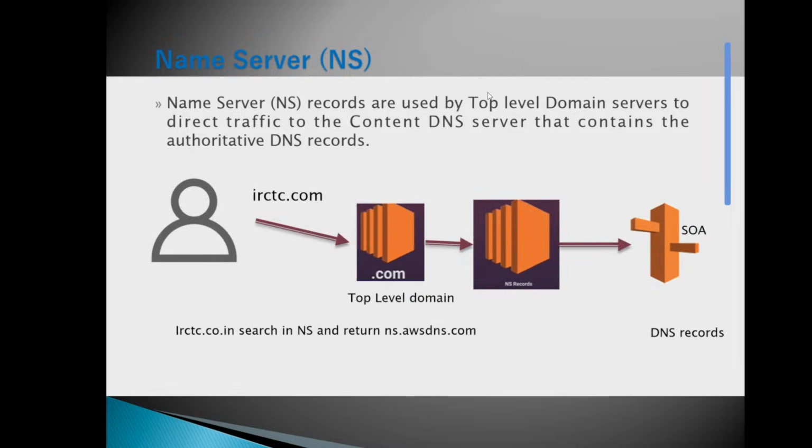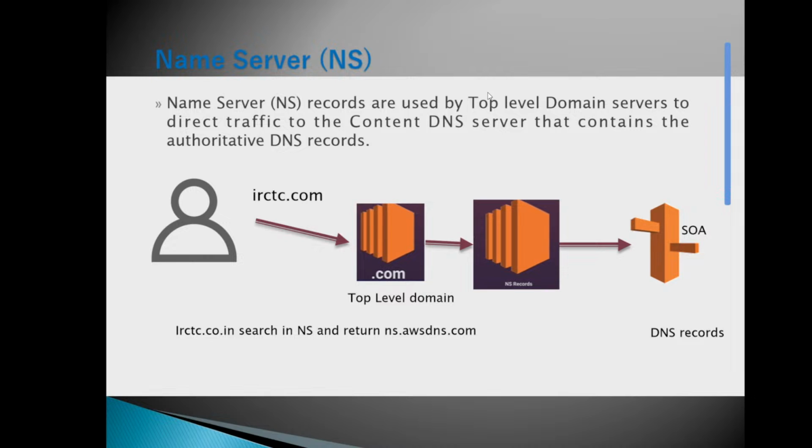So whenever you are hitting a URL, that URL will be converted internally over the internet, and there are multiple servers that come into the picture. Okay, one of them is the name server. Name server records are used by the top level domain server to redirect traffic to the DNS server that contains the authoritative DNS record. Okay. So whenever you purchase your domain, your URL, that information will be stored in that particular domain registrar.